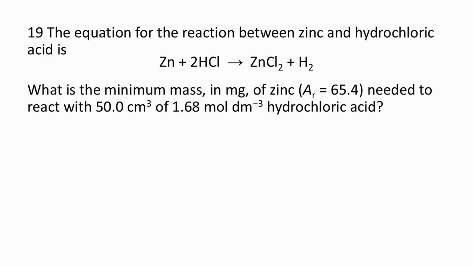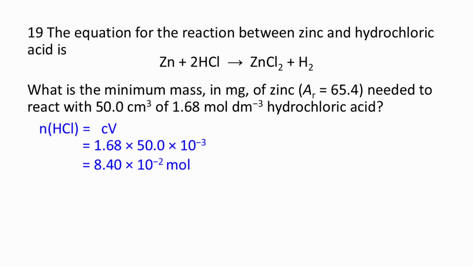What is the minimum mass in milligrams of zinc, which has a relative atomic mass of 65.4, needed to react with 50.0 centimeters cubed of 1.68 mole per decimeter cubed hydrochloric acid? First, we can work out the amount of hydrochloric acid in moles using amount is equal to concentration multiplied by volume. We must convert the 50 centimeters cubed to decimeters cubed by dividing by 1000 or using times 10 to the minus 3. The amount of hydrochloric acid works out to be 8.40 times 10 to the minus 2 mole.